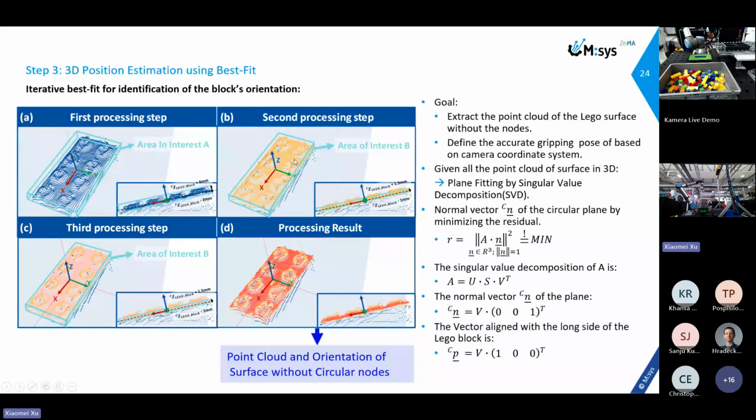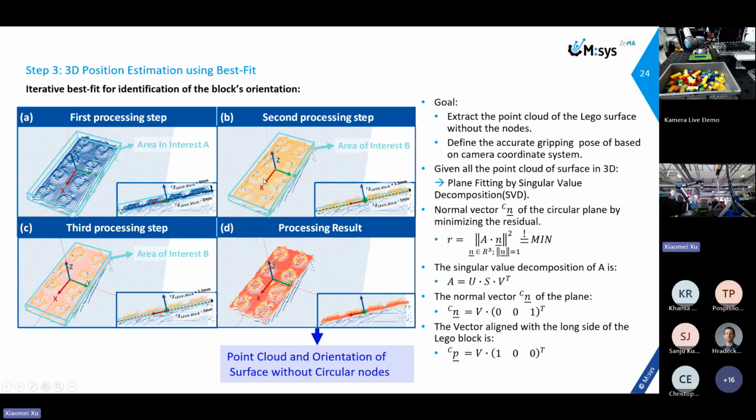The goal of the best fit method is to extract a point cloud of the surface without circular nodes. Another goal is to define the accurate position and orientation of the gripping pose based on the camera coordinate system. The first step is to preserve the surface point cloud inclusive of the nodes, where the area of interest will be slightly larger than the actual size of the Lego brick.